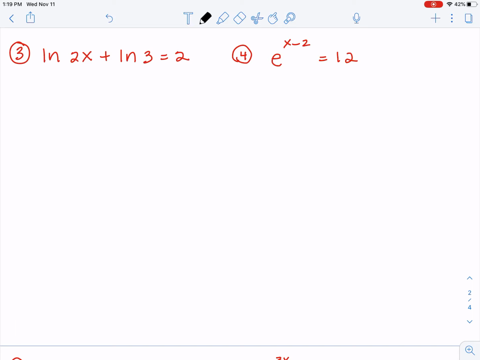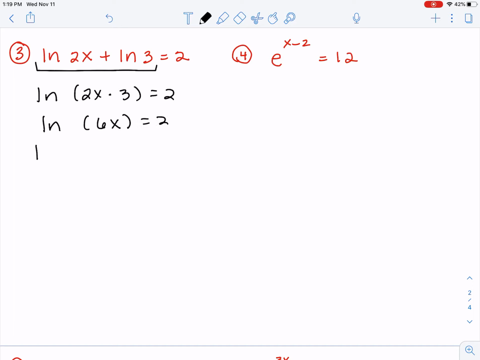For number 3, natural log 2x plus natural log of 3 equals 2. Well, the first thing I have to do before I put it into exponential form is to write it as a single logarithm. Well, let's see. I'm adding them. Well, that means if I'm adding them, I need to multiply. Well, that's the same as natural log of 6x.